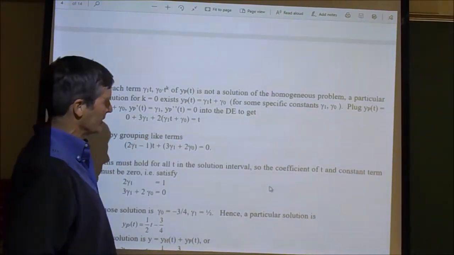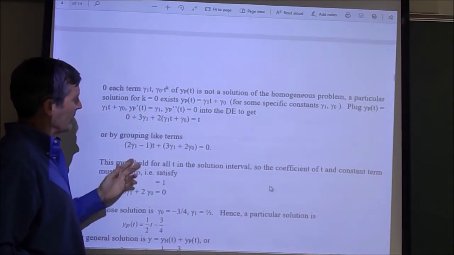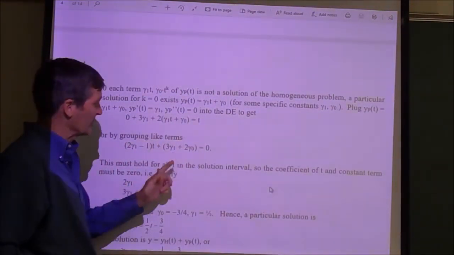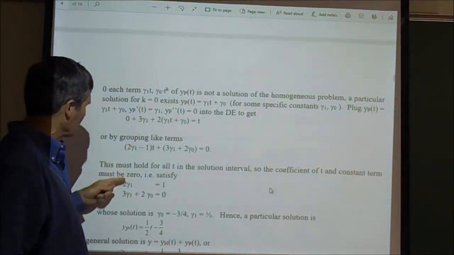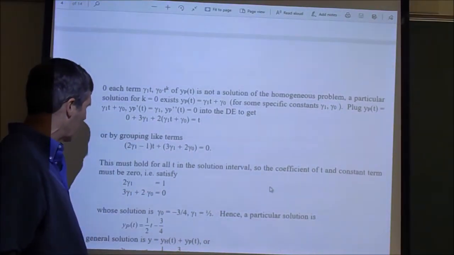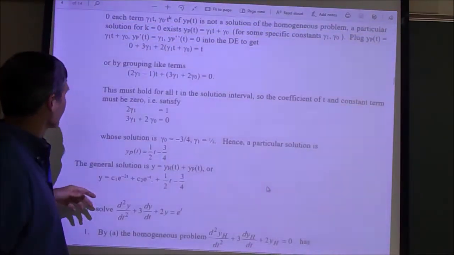There's just one solution to this, unless these coefficients are really 0, and then it's not a first degree polynomial, it's just a 0. So the only way this can be equal to 0 on an interval of t values is if both these coefficients are equal to 0. That's the only way you can do it. So we need 2 gamma 1 minus 1 equals 0, I'll write it this way. And we need 3 gamma 1 plus 2 gamma 0 equals 0, as a system of 2 linear equations and 2 unknowns.